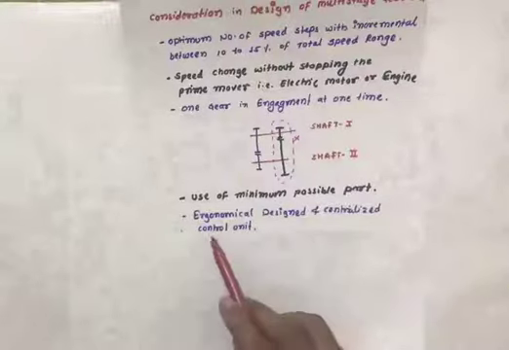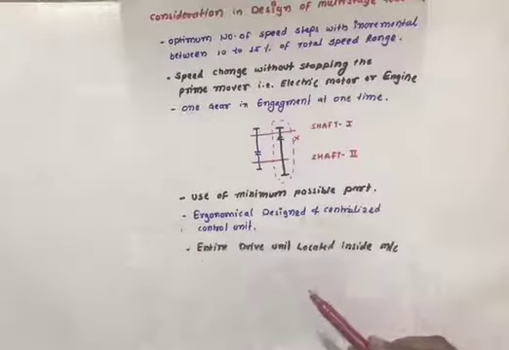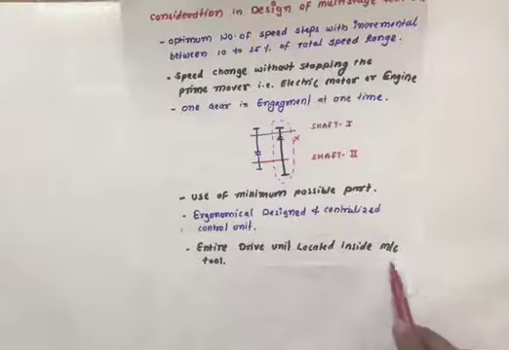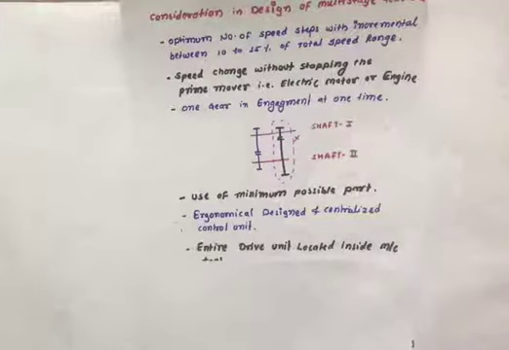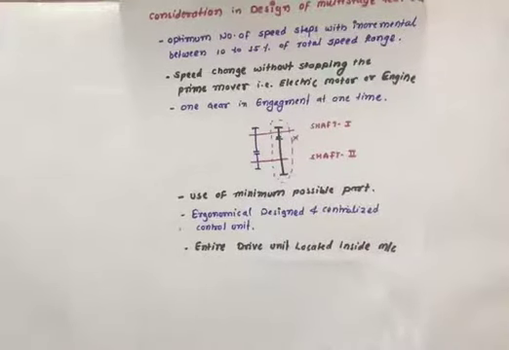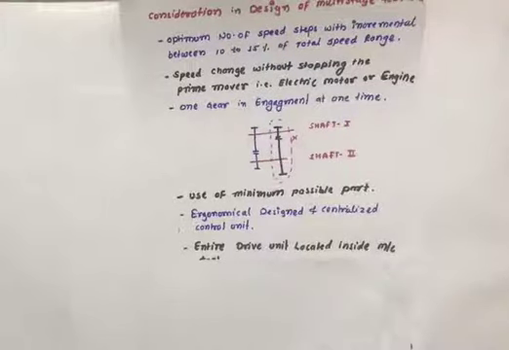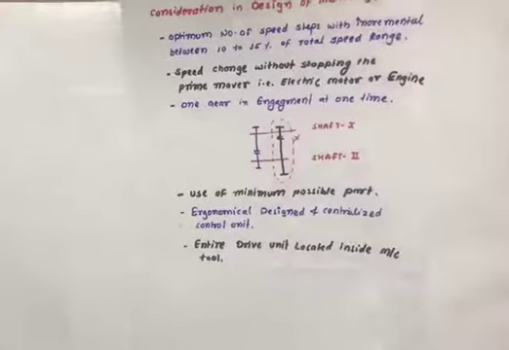Now the next consideration is ergonomic design and centralized control unit. The entire drive unit is located inside the machine tool. These are the basic considerations for multi-stage gearbox design. That is, first one is optimum speed with step speed incremental of 10 to 15% of total speed range. Second, speed change occurs without stopping the prime mover. Third one is one gear in engagement at a time. Use of minimum possible parts, ergonomically designed and centralized control unit, and entire drive unit located inside the machine tool.